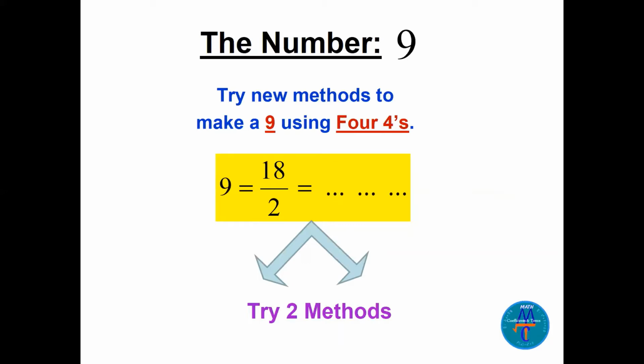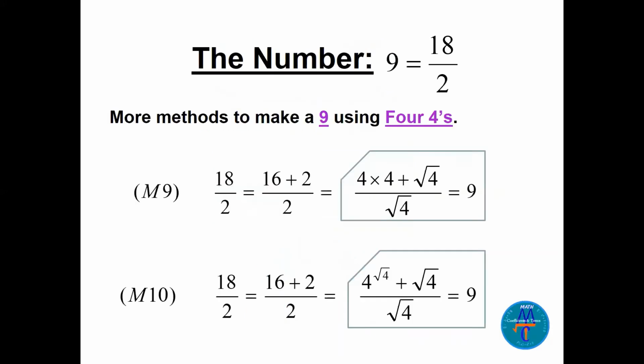All right, let's go. So in the 18, I can write 16 plus 2. You see the idea here? From the 9, I thought of 18 over 2. So the 18 is 16 plus 2. 16 I know is 4 times 4. And the 2 is square root of 4. And this 2 down in the denominator, it's square root of 4. So now we can read 4 times 4 plus square root of 4, all divided by square root of 4, is equal to 9.